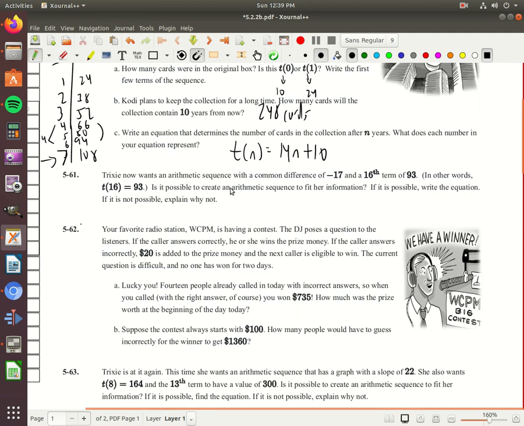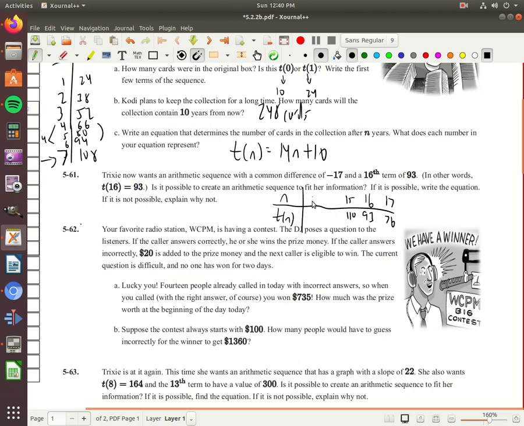Trixie now wants an arithmetic sequence with a common difference of negative 17, and the 16th term is 93. So the 16th term, here's our n and our T of n. The 16th term is 93. You want a common difference of negative 17, so the 17th term would be 17 less than that, which would be 76. If I moved in this direction, it would have added and gone to 110. So I hope that makes sense as to what that common difference means in terms of the sequence. Is it possible to create an arithmetic sequence to fit our information?